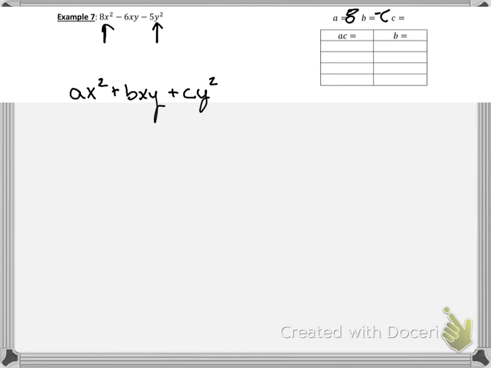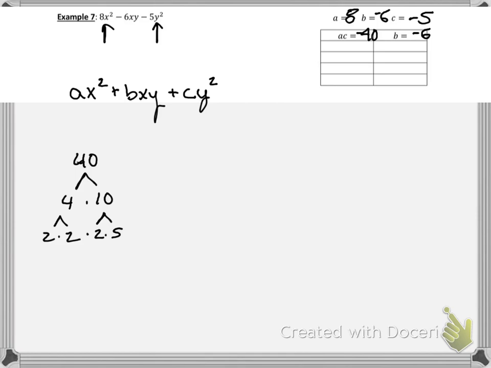Okay, so we have an 8, we have a negative 6, and we have a negative 5. That means our AC is negative 40, and our B is negative 6. Okay, and again, I mentioned on the previous problem, if you're ever stuck, I'm going to ignore this negative sign for a minute. You can always just go through and make a prime factorization tree, just to get your brain flowing and help yourself think of different things that would go into 40.